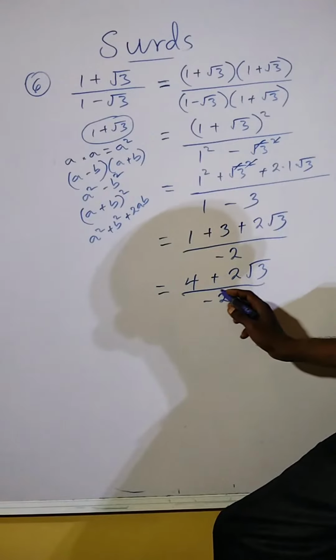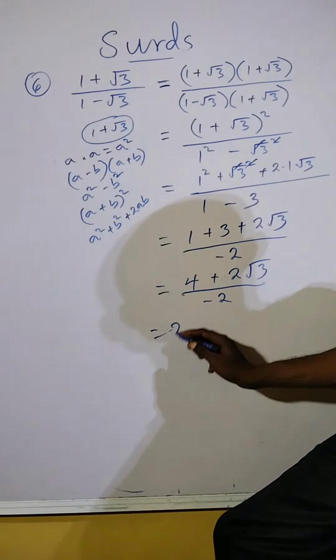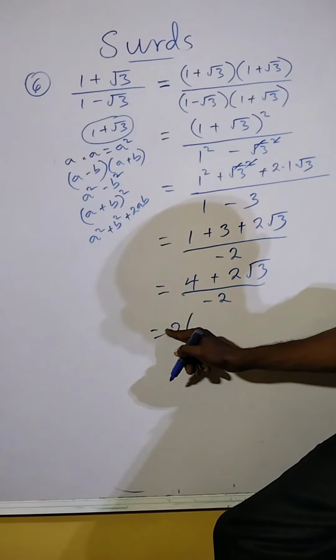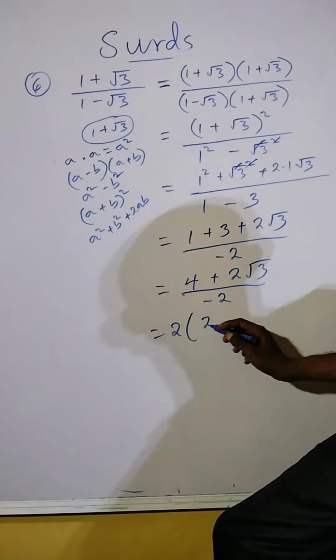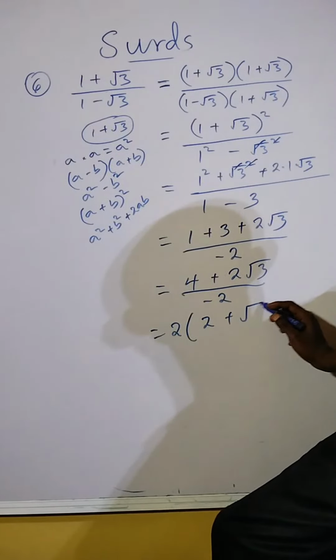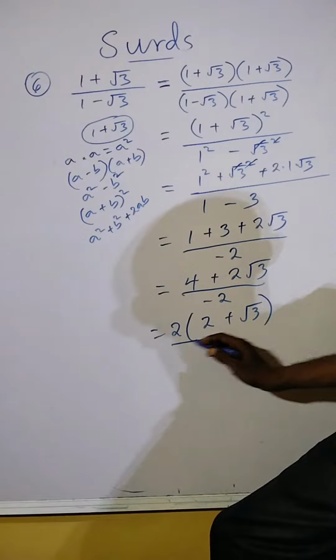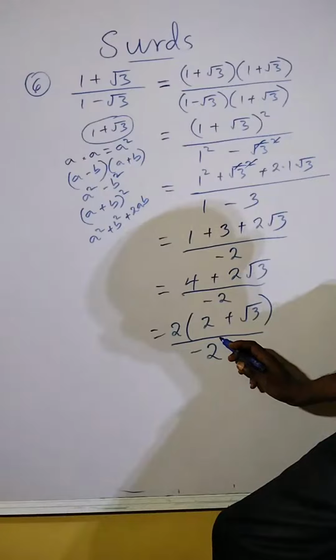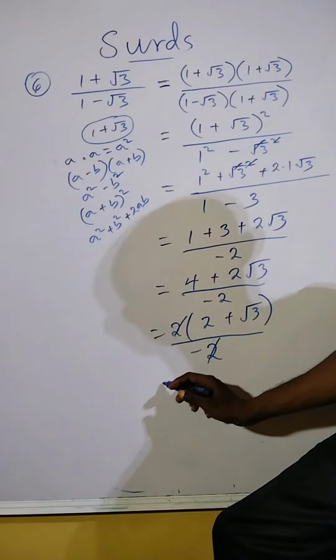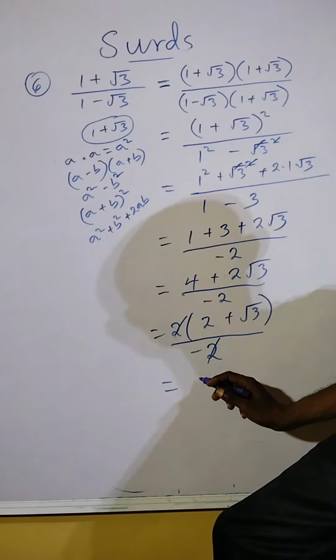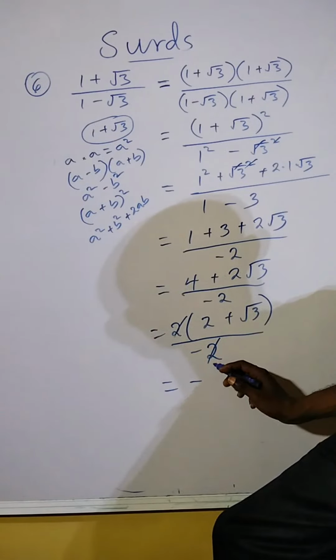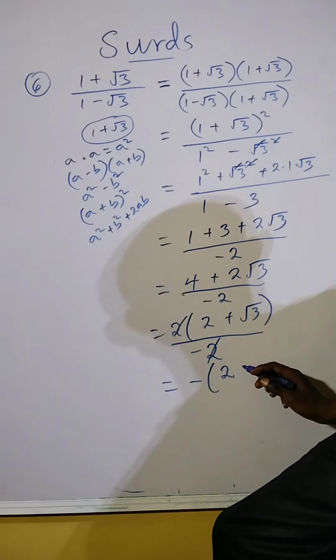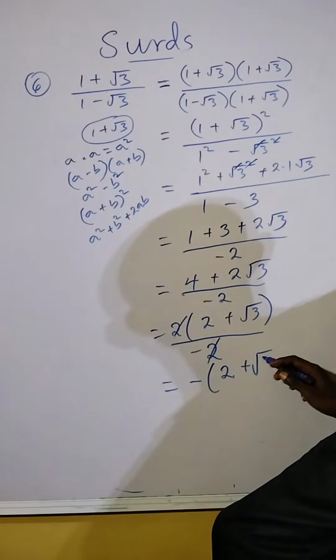We can factor 2 up here. That is, we have 2 into brackets. Here remain 2, then plus root 3 remain here over minus 2. That is, next step here, 2 we cancel 2 here. So we have this minus here, we can write it in front now. We have minus into bracket 2 plus root 3.